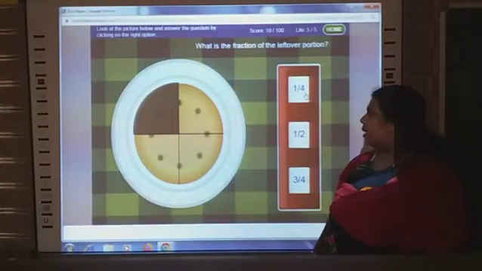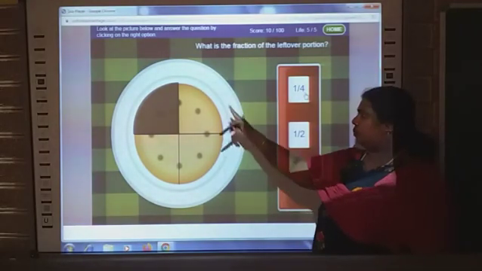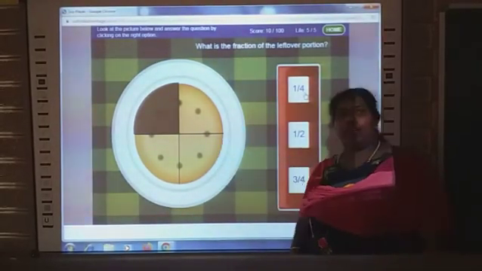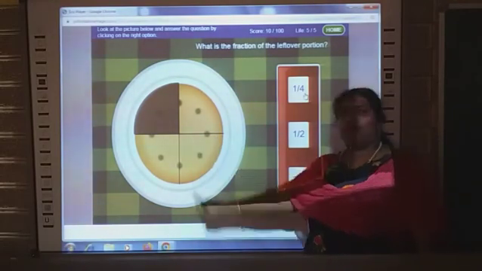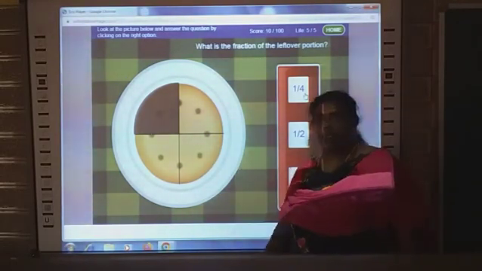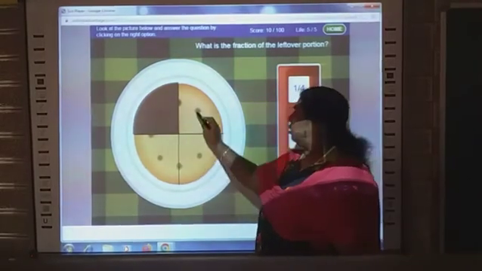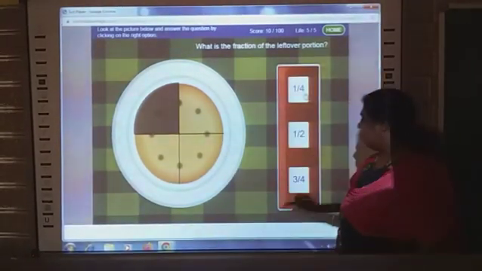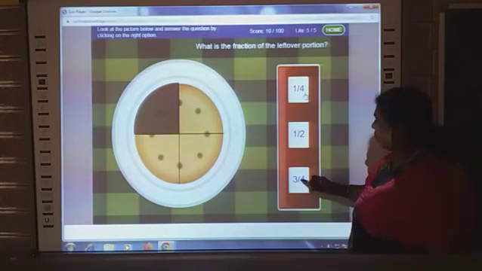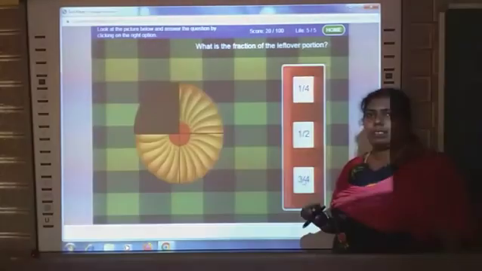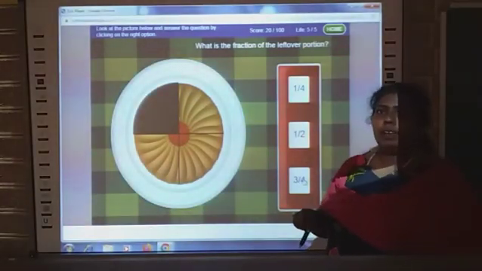Isn't it? Yes. The next question is here. Biscuit. It's divided into 4 parts. Isn't it? 4 parts. How many pieces are left? 3 pieces. 1, 2, 3. So what is the answer? 3 by 4, 1 by 2, 1 by 4. So the answer is 3 divided by 4. That is, 3 is the numerator, 4 is the denominator.